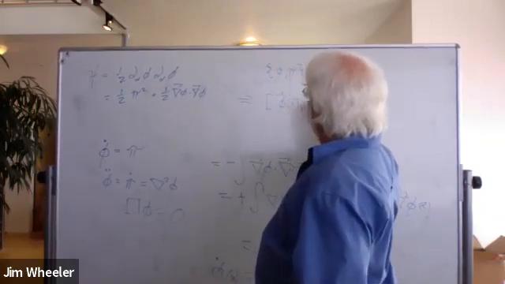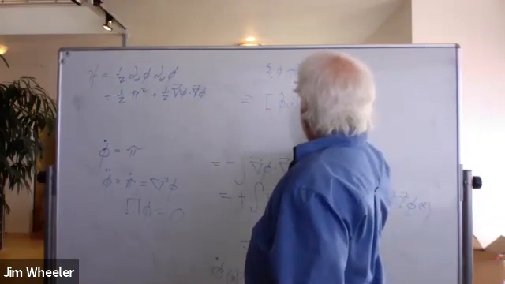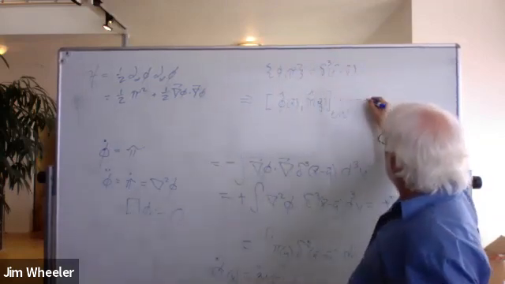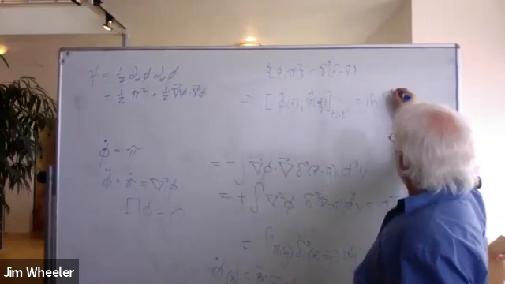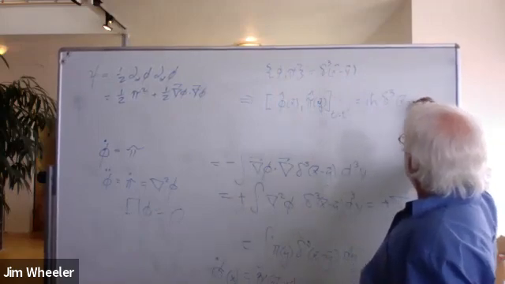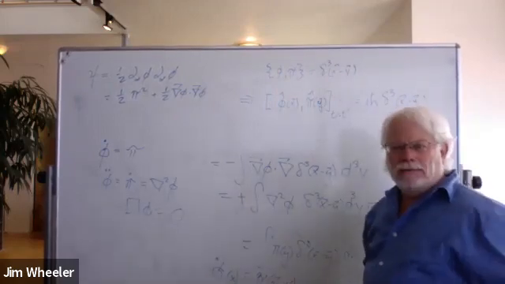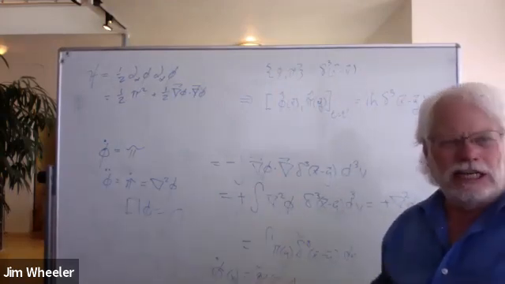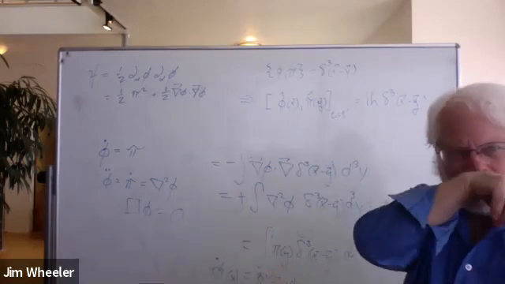but I can bring those to the right, pi hat of y, t equals t prime, equal time. We get i h bar del 3 of x minus y. So straightforward canonical quantization, those are our fundamental Poisson brackets.